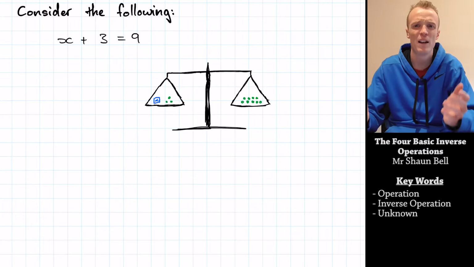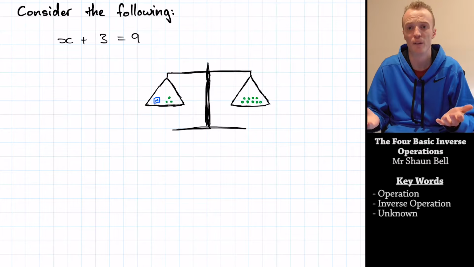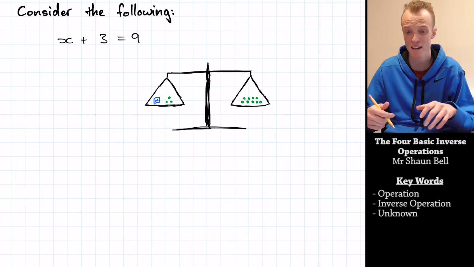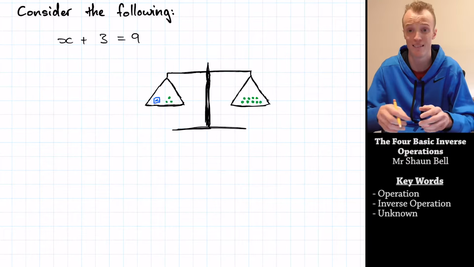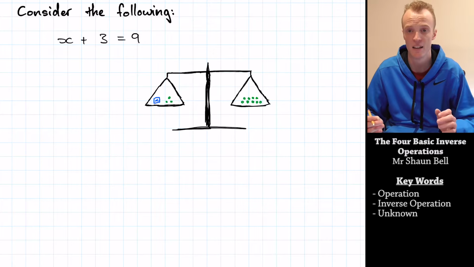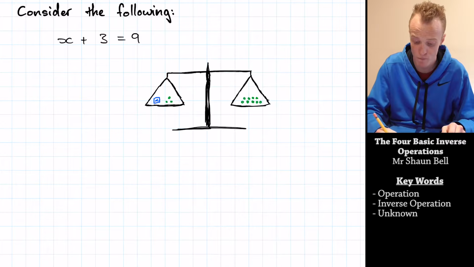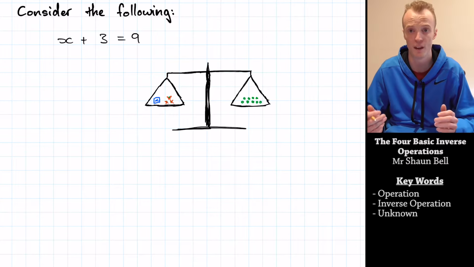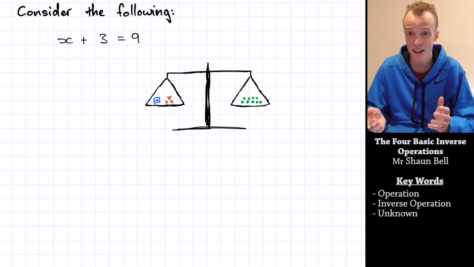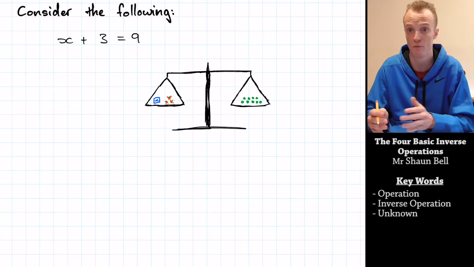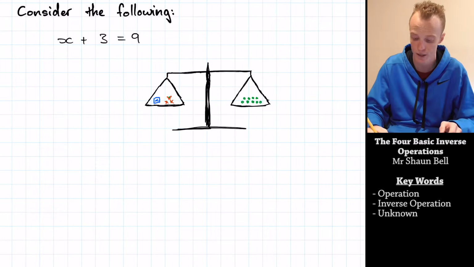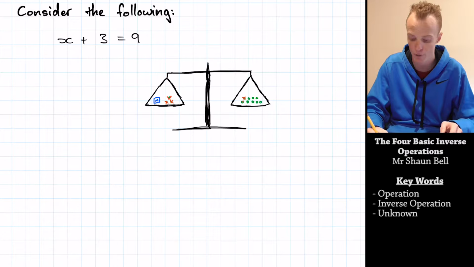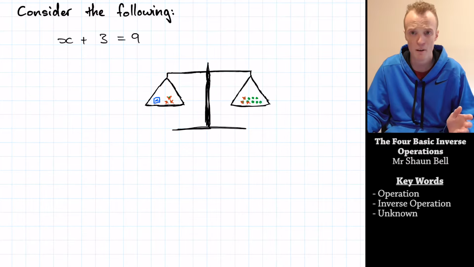Alright, I've now got a balanced set of scales and I need to work out how many of these little green dots are in that box of x there. So how do I do that? Well, I could just remove these 3 from here and it would change the weighting of the scales. And to keep it balanced, I'd have to remove the same amount on the right hand side as I did on the left hand side. So let's remove 3 of these. So what am I left with?